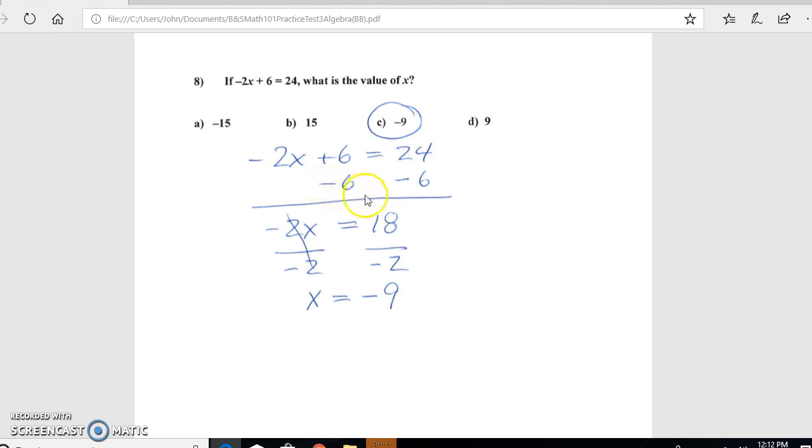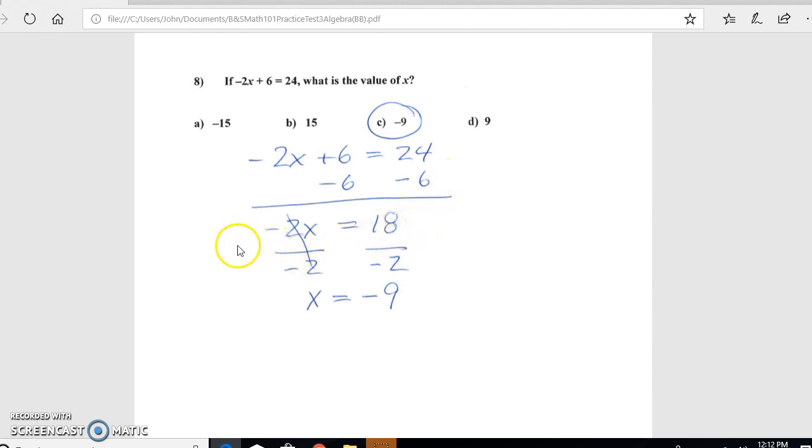The rule for equations is whatever you do on one side, you have to do the same thing on the other to keep it equal. And so I'm going to subtract 6 from this side as well. And when I do this, the minus 2 is just going to come down. And the 6's, plus 6 minus 6, they're going to cancel. My equal sign must come down. 24 minus 6 gives me 18.